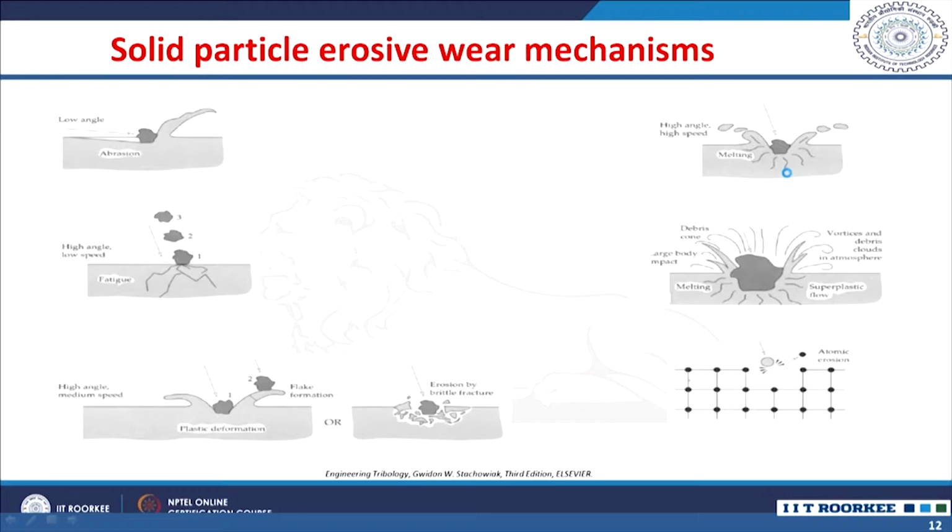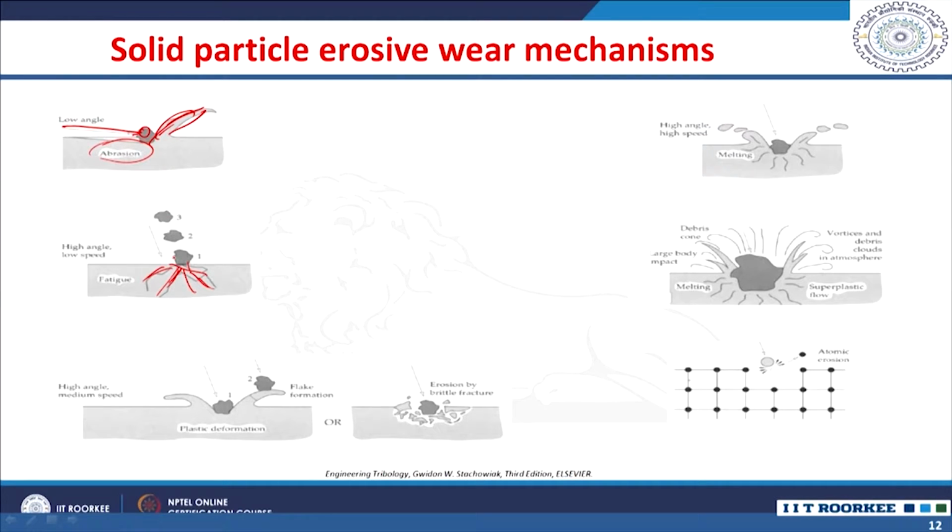If you look at the overall wear mechanisms in solid particle erosive conditions, the wear can occur by simply abrasion, or fatigue, or plastic deformation, or fracture, or by melting, or by secondary effects of superplastic flow or such things, or even atomic erosion. Generally, abrasion is found in erosive conditions when the erodent particle strikes at a lower angle. So, you will have the material removed as chips, or fatigue at higher angles and lower speeds, where you will have surface or subsurface cracks propagating that lead to material removal.